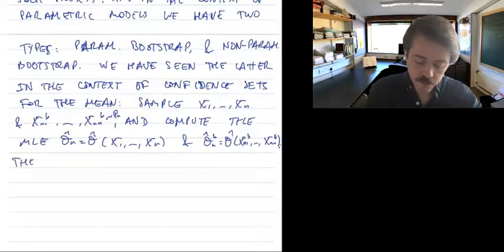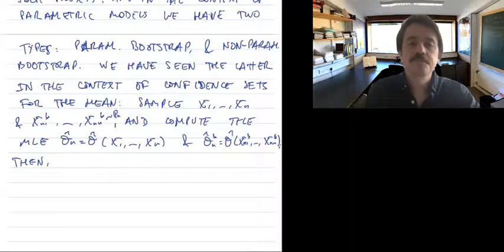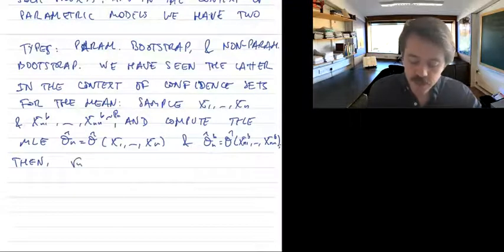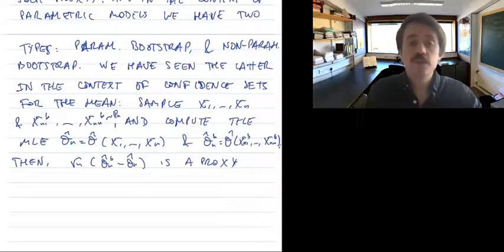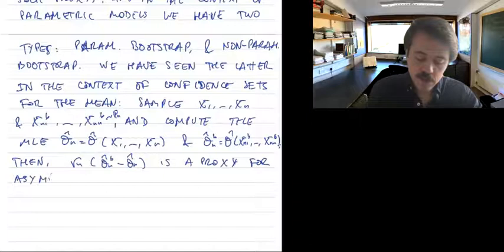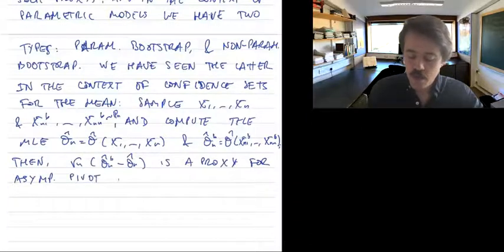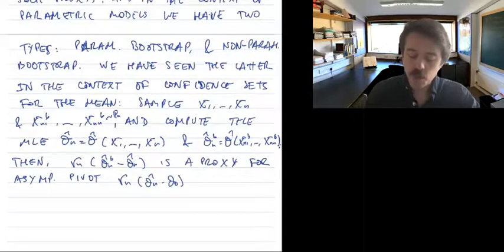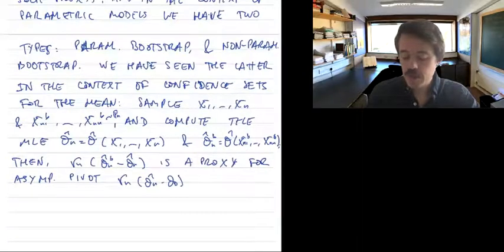So then, what do we have? Well, we have a proxy, right? So then square root of n of this theta n hat with b, so the bootstrap one, minus this one is a proxy for the asymptotic pivot given by this, okay? So we're talking about a model that is indexed by theta, and theta is the mean, and then you have this, yeah?